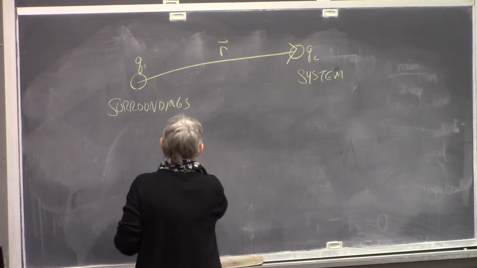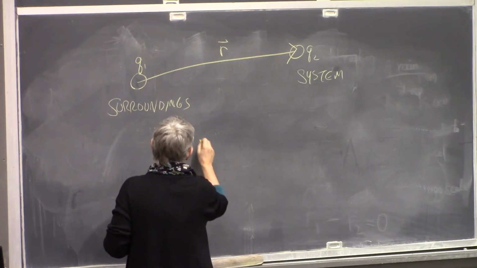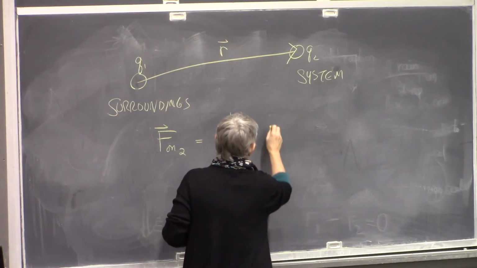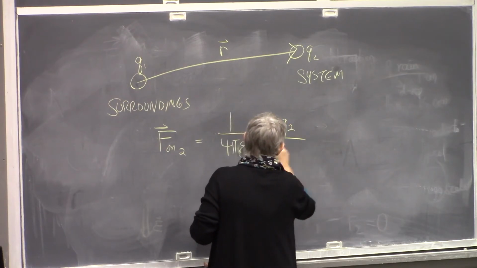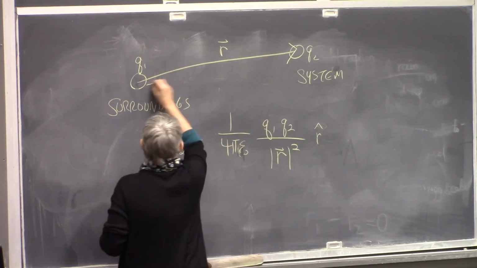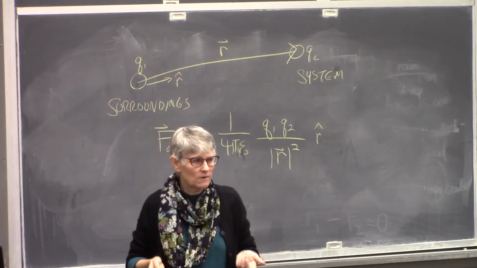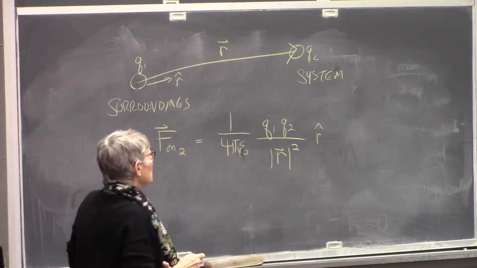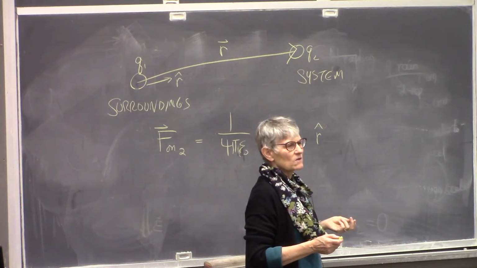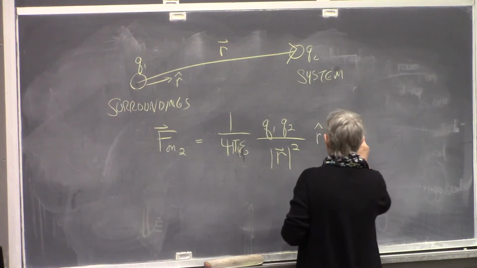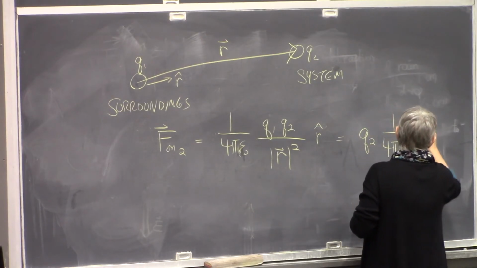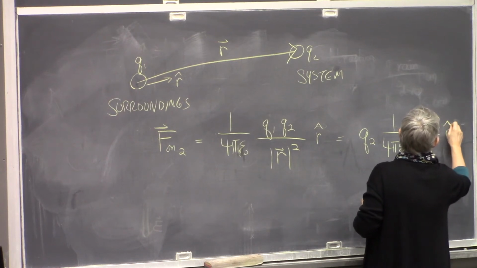And then we could calculate the force on 2 is going to be 1 over 4 pi epsilon 0 q1 q2 over the distance, which is the magnitude of r squared, times the unit vector r hat, which points in the direction of r. But we also know that the force on the system is equal to the charge of the system times the E of the surroundings. Just rewrite this a little bit. We could write this as Q2 times 1 over 4 pi epsilon 0 Q1 over the magnitude of r squared r hat.